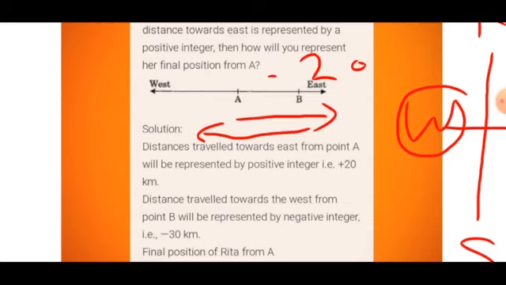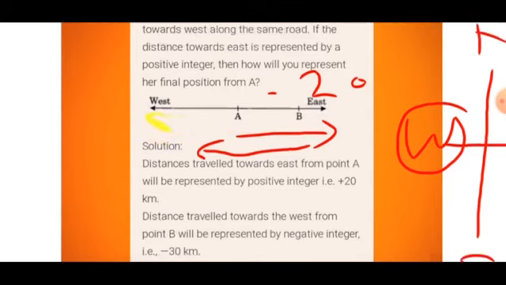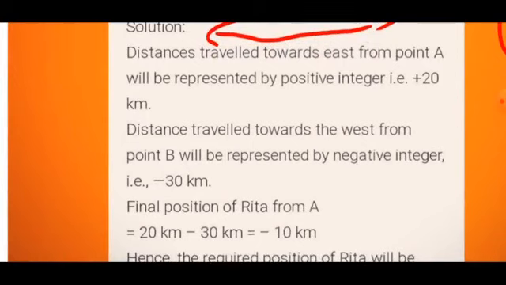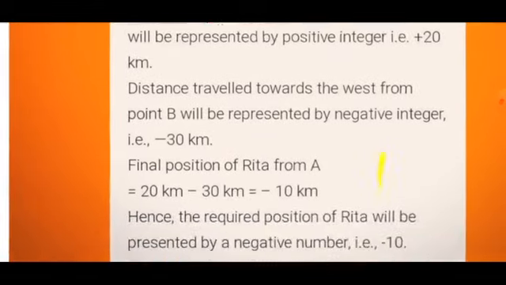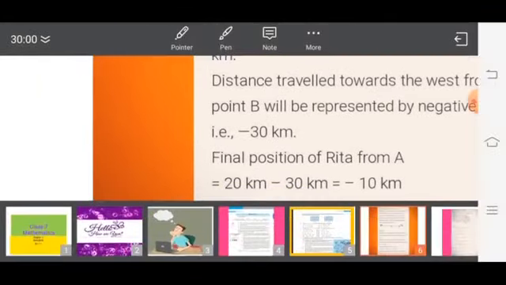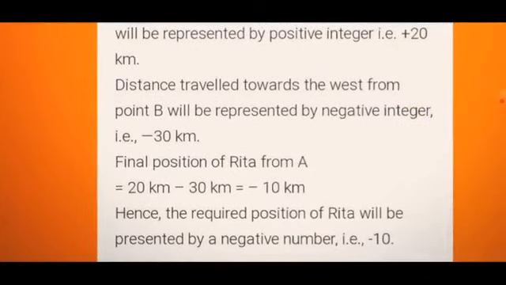And distance traveled toward the west from point B means I am moving opposite to the east. So I will represent this 30 with a negative sign. Point B will be represented by a negative integer, that is minus 30 kilometer. So the final position of Rita from A will be 20 kilometer minus 30 kilometer, that will be equal to minus 10 kilometer.